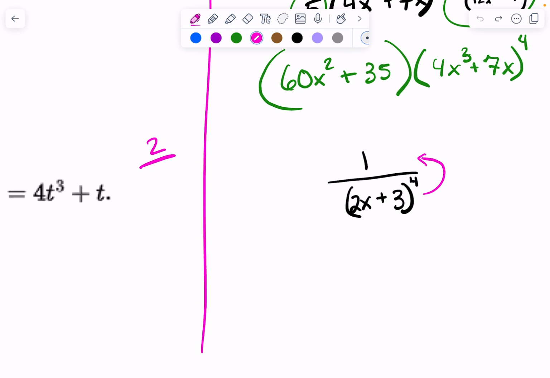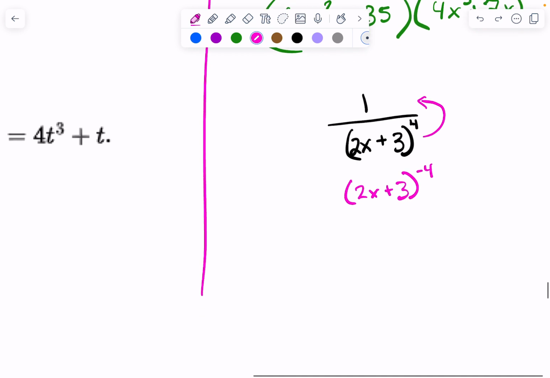But I'm going to move that to the top, and when I do that, it's going to just become 2x plus 3 to the negative 4th power on the top, like over 1, right? Like that. Now I can apply the chain rule again, okay? So negative 4 is going to come down in front. 2x plus 3 to the negative 5th power because I'm subtracting 1, right?